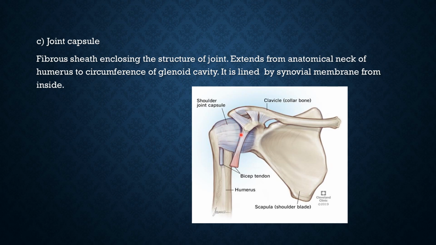Here, the joint capsule extends from the anatomical neck of the humerus to the circumference of the glenoid cavity. Here, the glenoid cavity is hidden behind the joint capsule. As you can see, the joint capsule is enclosing the shoulder joint, right? And its basic function is that it protects the joint by limiting the range of the motion, and it is lined by synovial membrane from inside, right?